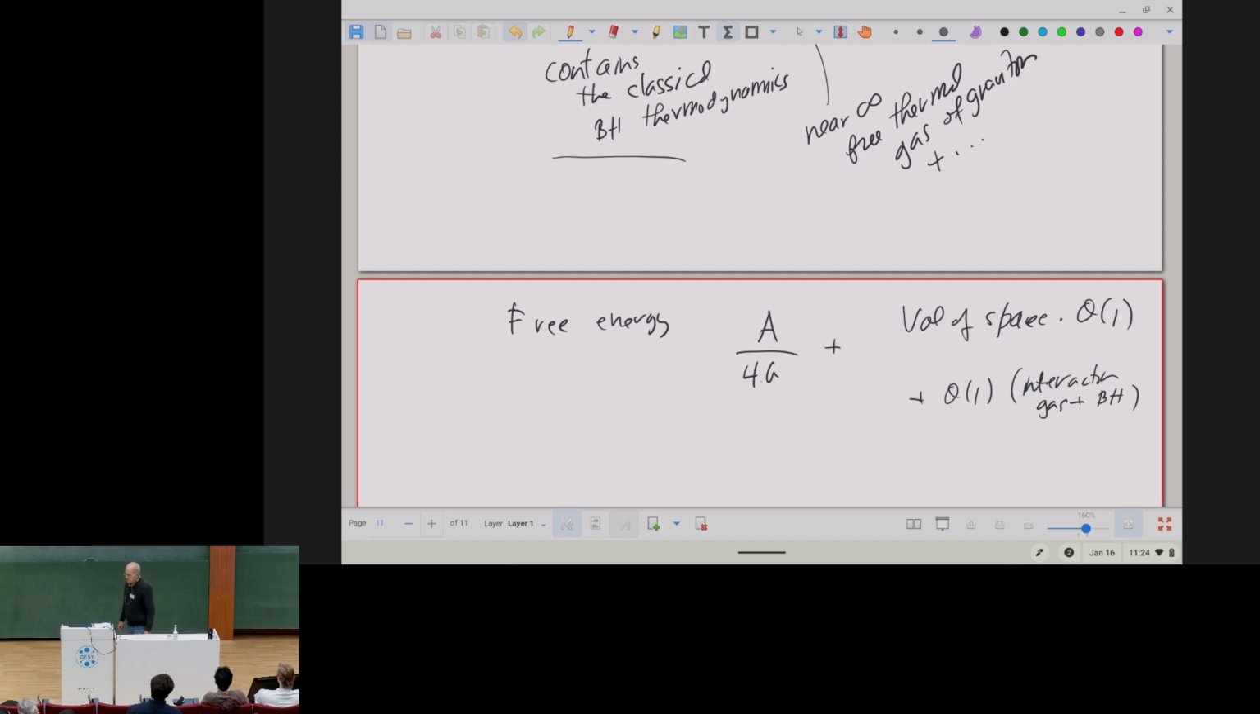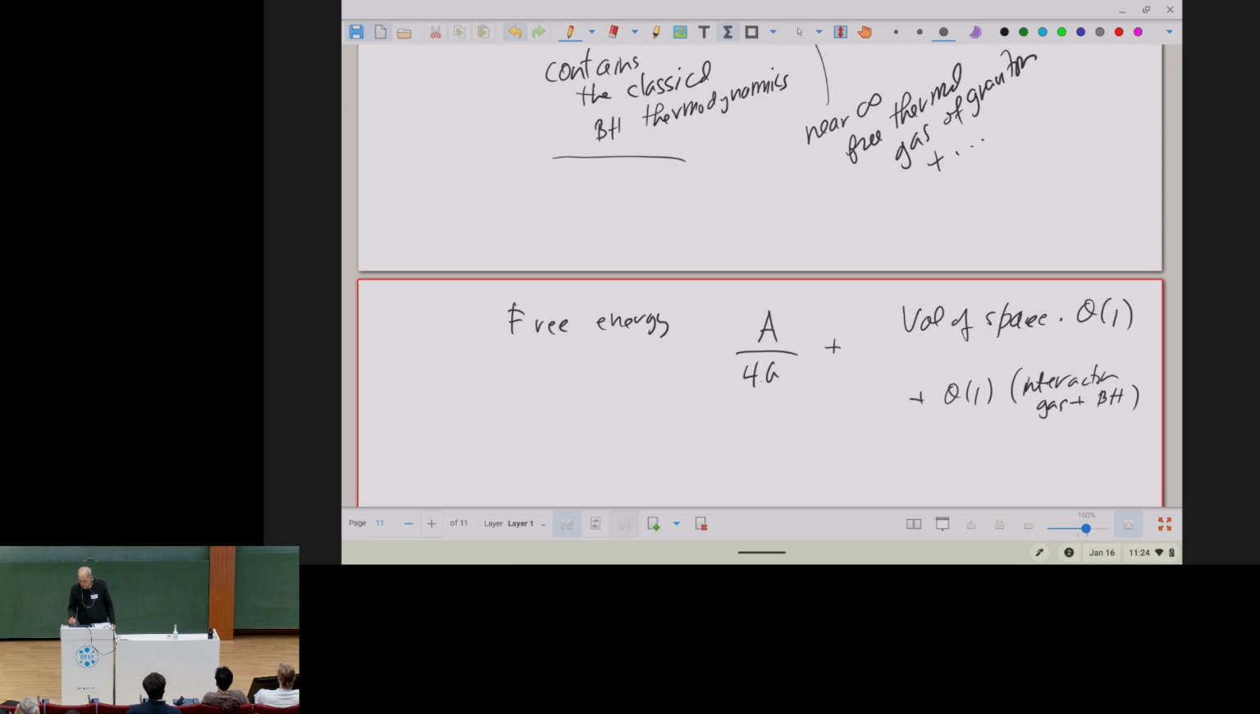So it's obvious that there's going to be a classical piece. Well, we haven't shown that the classical piece is A over 4G, but it is obvious that to do this path integral, we have to compute the classical action of the solution. I will show you that this gives A over 4G.